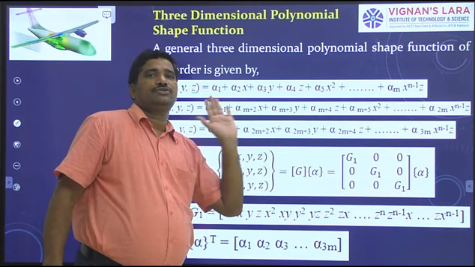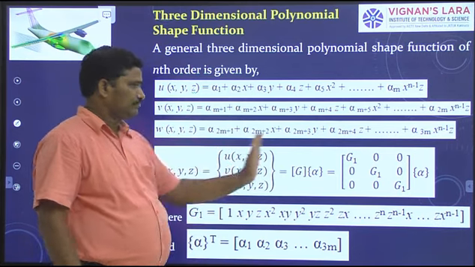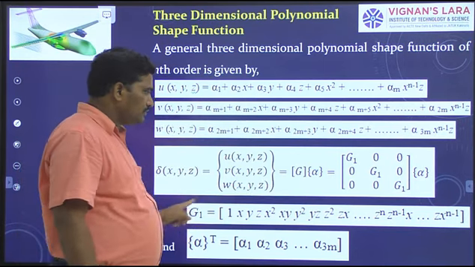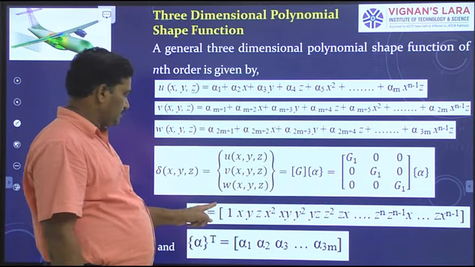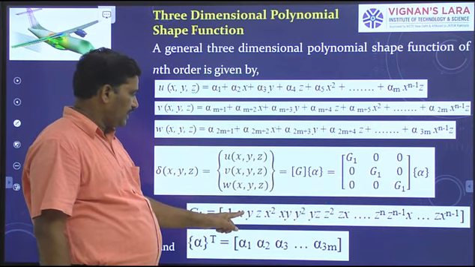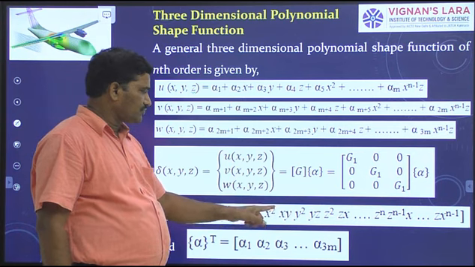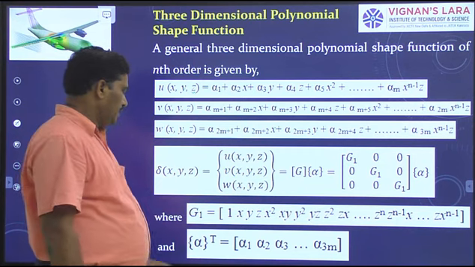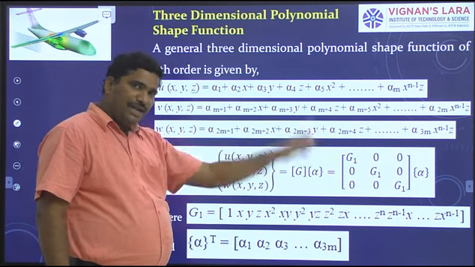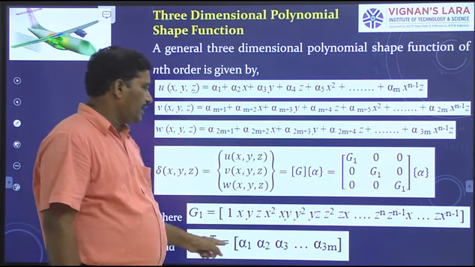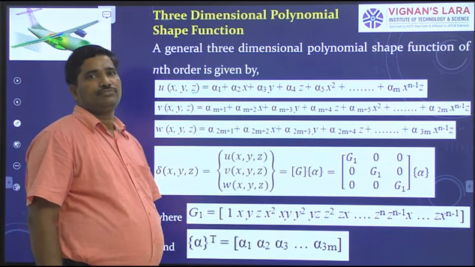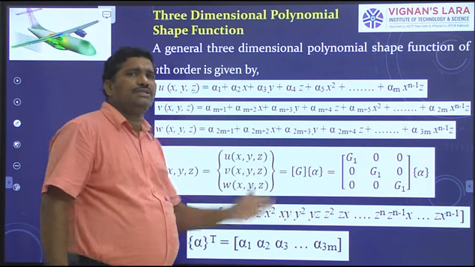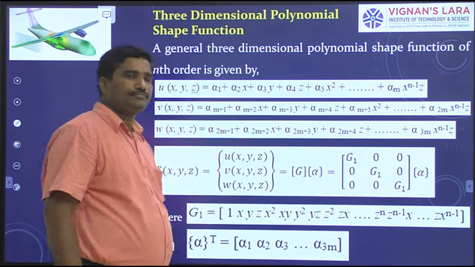How we have done for two-dimensional polynomials in matrix. So what is G1? G1 is a row of elements having 1, x, y, z, x square, xy, y square, yz, z square, zx and so on. And alpha is a column matrix. You get transpose of alpha, a row matrix like this, containing all the generalized constants.